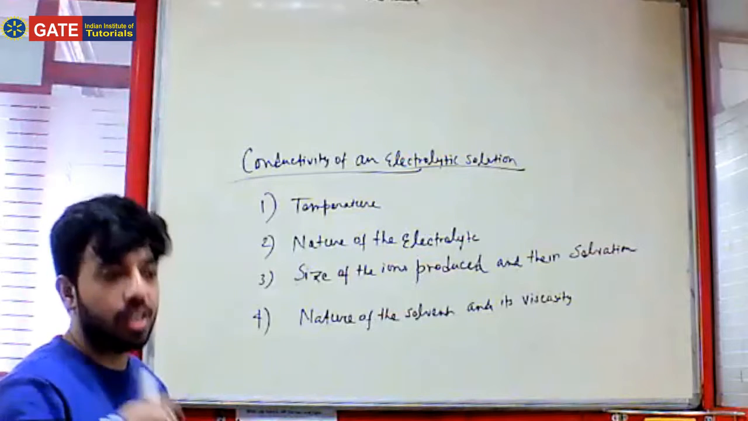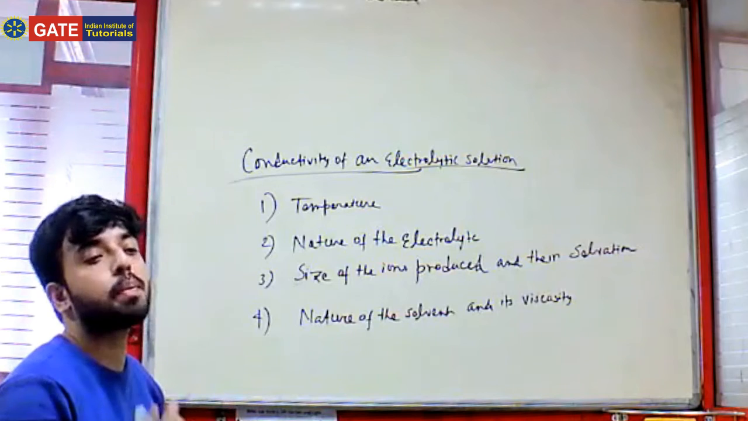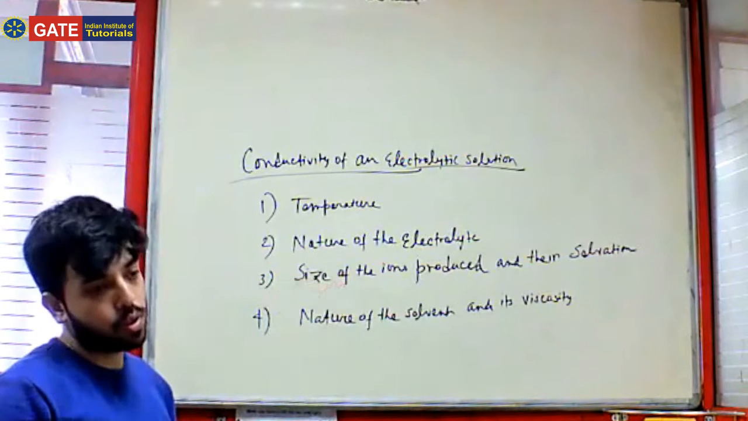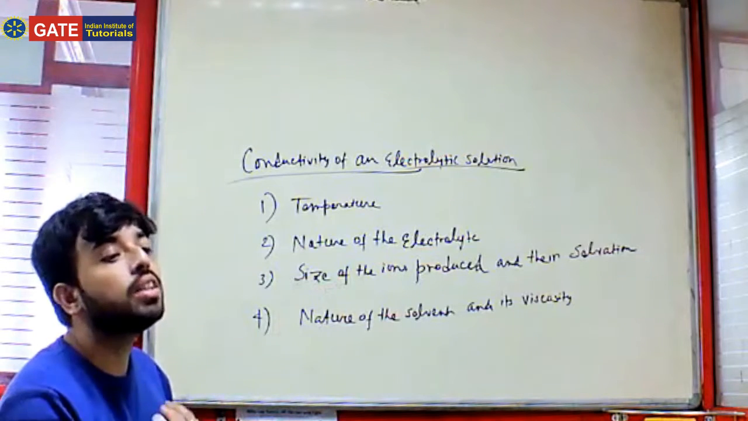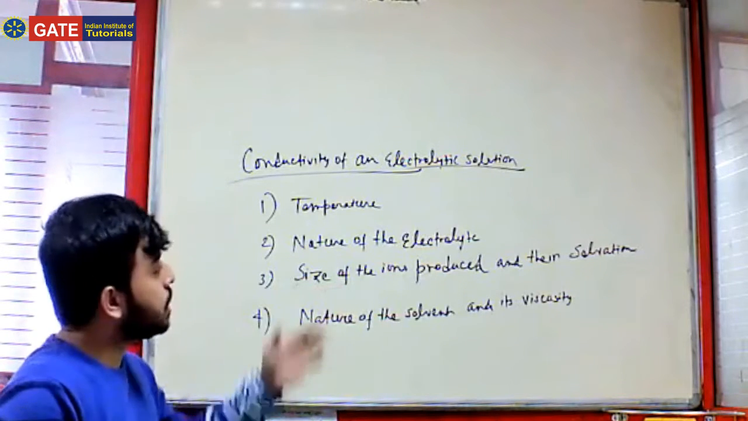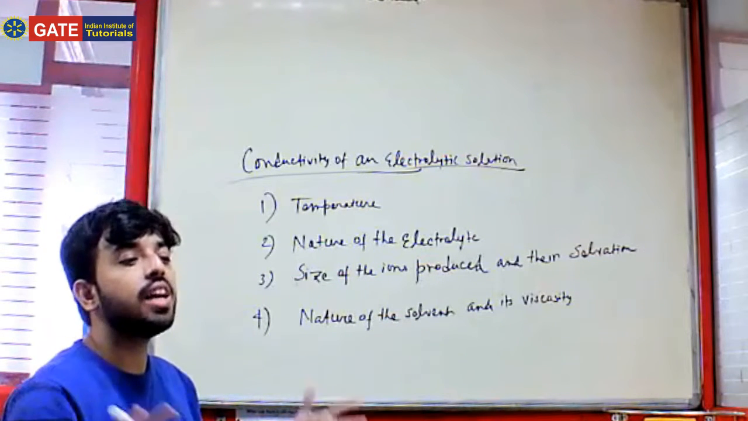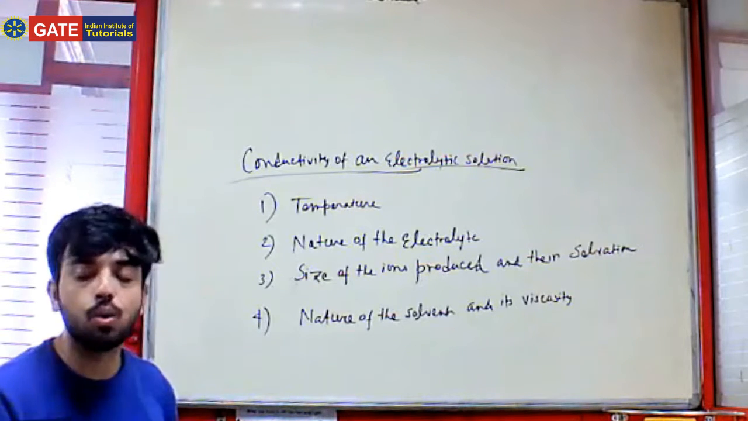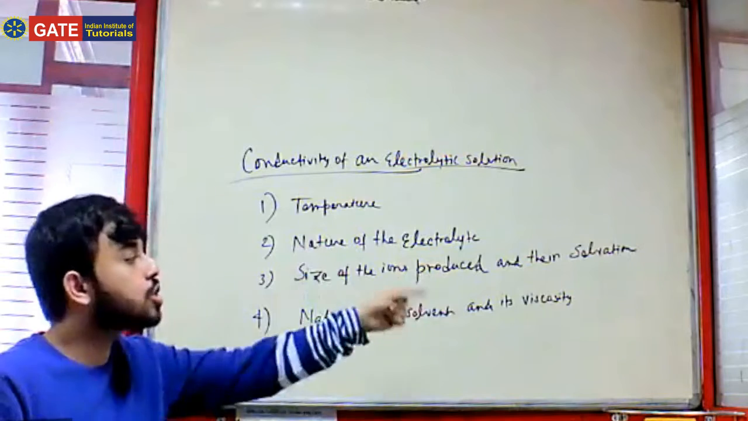What type of electrolyte are you using? It can dissociate, or it can associate, depending on the nature of the electrolyte. Also, the size of the ions produced. If the ion size is bigger, movement will be slower. If the ion size is small, movement will be faster. And also their solvation. Suppose you are putting it in aqueous condition, how the water molecules surround a particular ion also depends on their solvation. I'm discussing only water solvation.